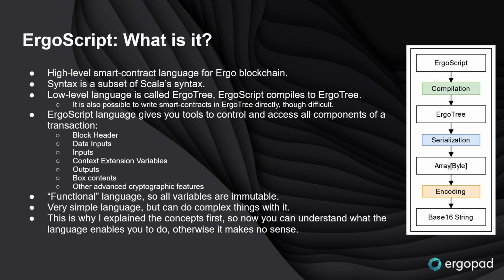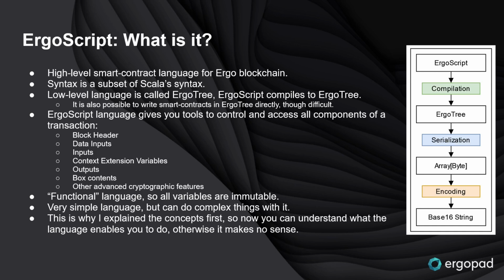It is possible to write smart contracts in Ergo tree directly, but it's difficult. That's why the higher level language Ergoscript was created, so it would be easier for developers. The Ergoscript language gives you the tools to control and access all the components of a transaction. This is why I wanted to teach the concepts about the blockchain and the UTXO model before explaining what Ergoscript was, because the two are linked together.